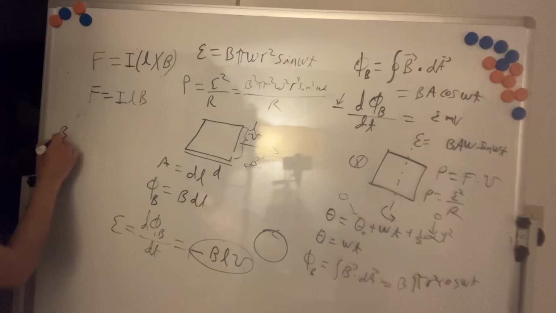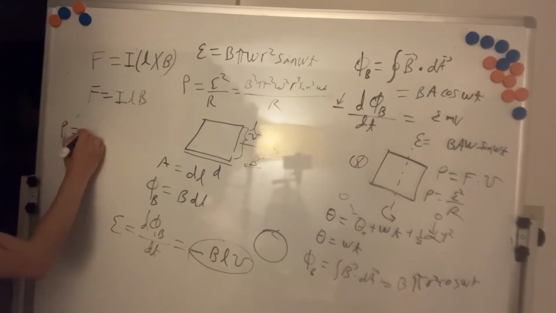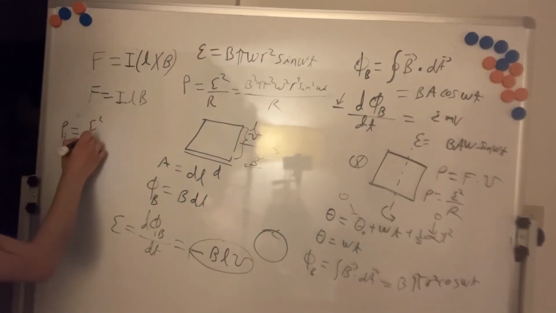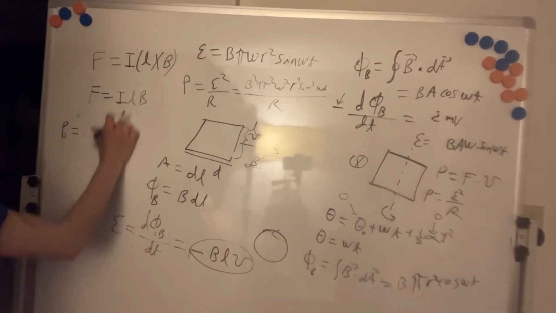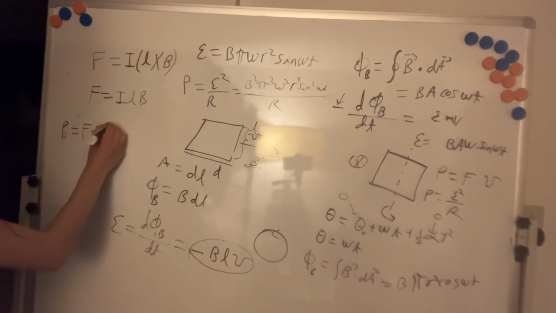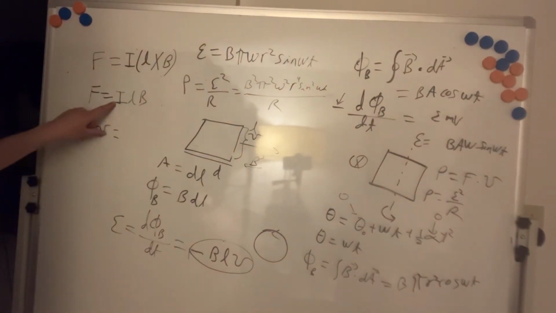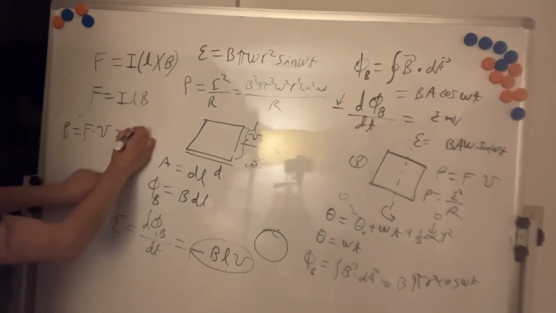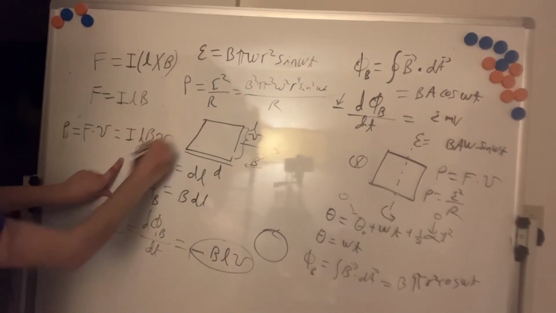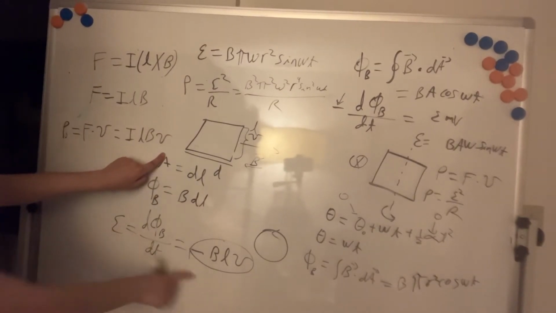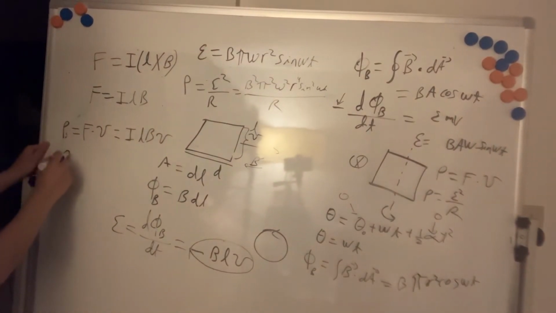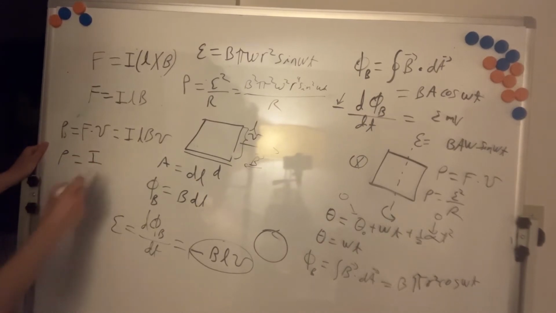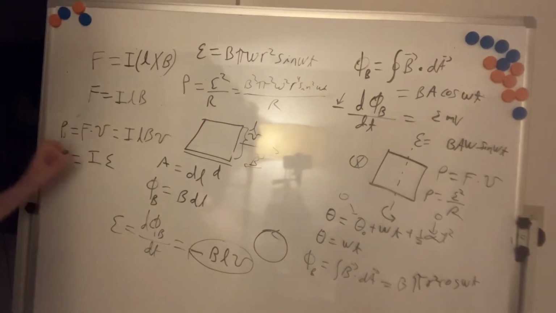We have power. Power is equal to the square of the electromotive force divided by resistance, but it is also force times velocity. So we have force, that is ILB, and the velocity. So we would have I L B v, and L B v is the electromotive force. So we have that power is equal to the current times the electromotive force, or current times voltage, that we also know.